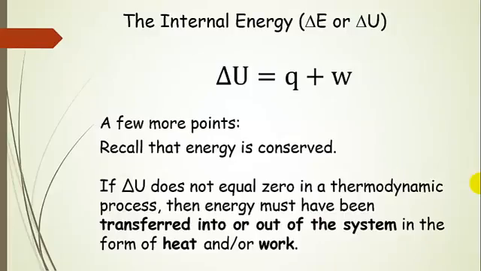Okay, now remember that energy is conserved. There are some processes where delta U doesn't equal 0, and basically if that happens, then that just means that energy must have been transferred into or out of the system in the form of heat or work. So it did go somewhere. It didn't disappear. But delta U doesn't always have to be 0.